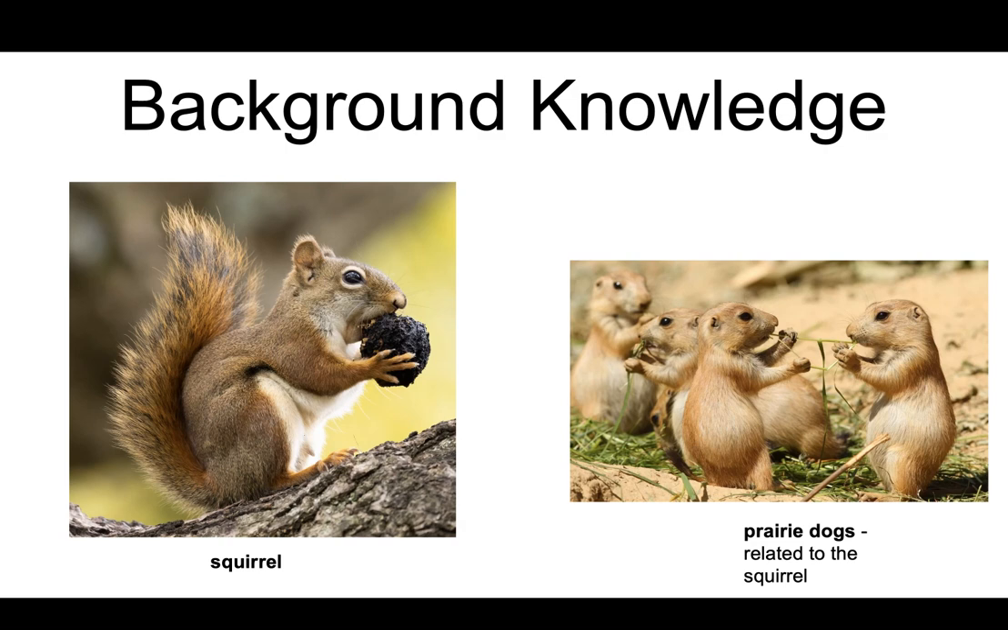Next, it is likely that some students may have a limited understanding of prairie dogs, which are mentioned in the text. To connect background knowledge to new learning, you might make a connection that prairie dogs are related to ground squirrels. This can help build context for the student. Showing an image of a squirrel and a prairie dog can help students make the connection.